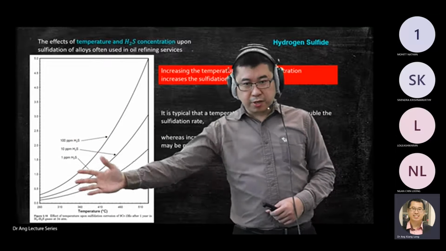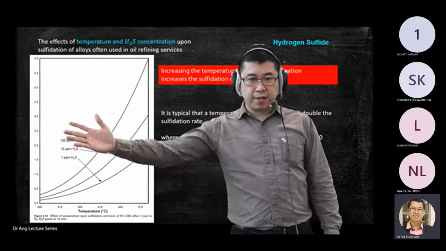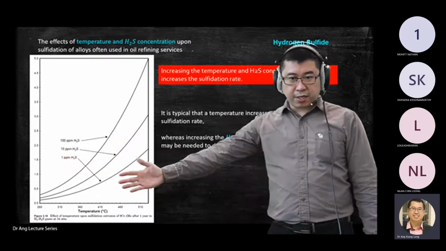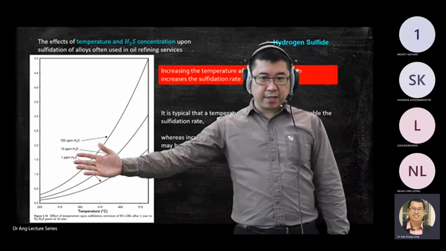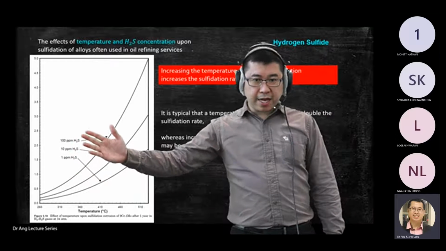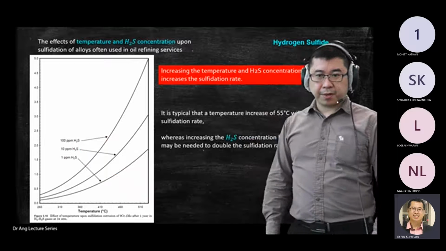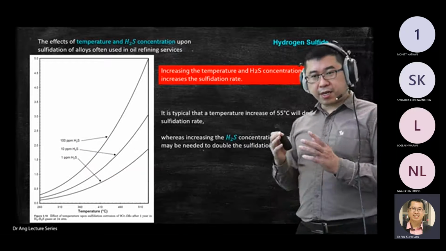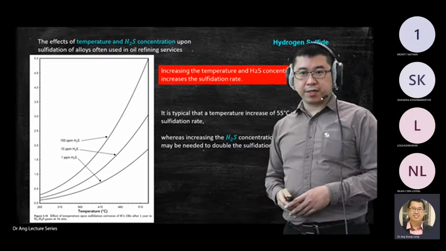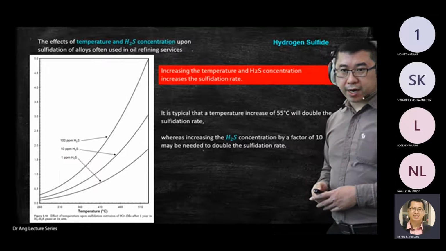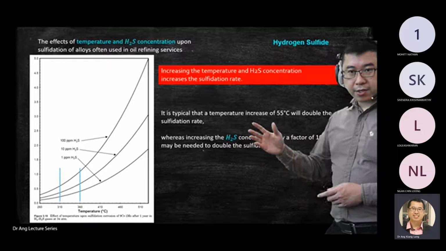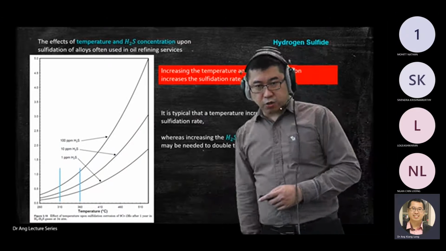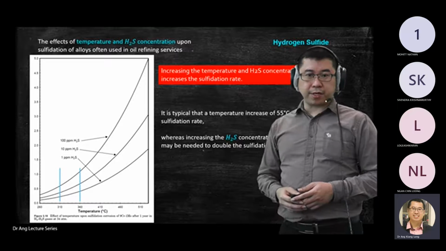Although the concentration of the sulfur here, or hydrogen sulfate here, is increasing by 10 times or even 100 times. Okay, so this graph shows you the importance of the effect of high temperature or temperature factor. Okay, so this one are the statements there. So I just drew 2 lines just to make comparison.